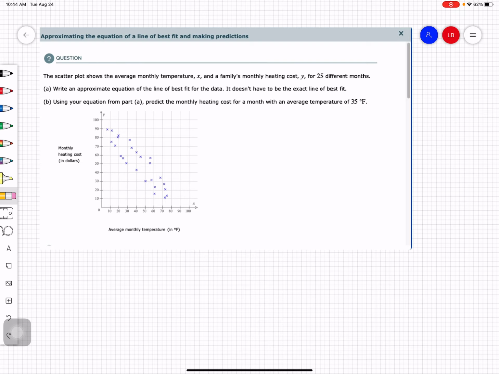Okay, so we can see that the colder it is down here, the higher the cost. So down here, when it was 10 degrees Fahrenheit outside, there was an X right there. So their cost of heating was nearly $90. Okay, so that gives you an idea of how this reads.